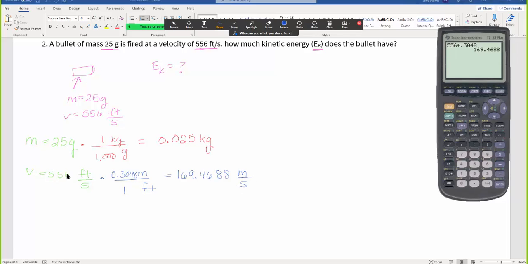And then how many significant digits? Well, it says 3, so we're going to leave this one to 4. So it's going to be 169.5 meters per second.